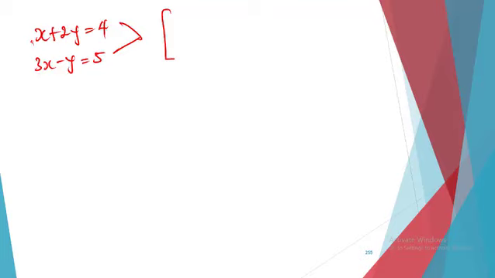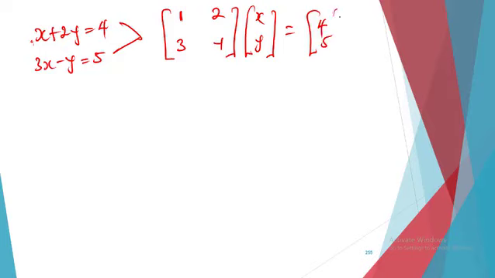Our A1, the coefficient of x here, is 1, so you write 1. Our B1, the coefficient of y, is 2, so you write 2. Our A2, the coefficient of x, is 3. And the coefficient of y is minus 1. Right? And remember, what we multiply with this to give us this is X and Y. Is that right? And then this is equal to 4 and 5. So we succeeded in forming the matrix.